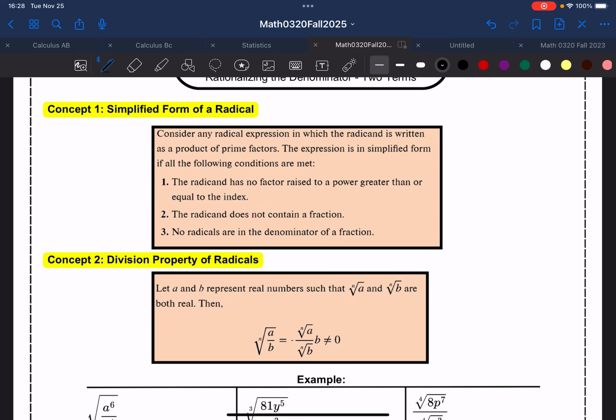So first, the radicand has no factor raised to a power greater than or equal to the index. The radicand does not contain a fraction, and no radicals are in the denominator of a fraction. So we'll see more of this in our examples.